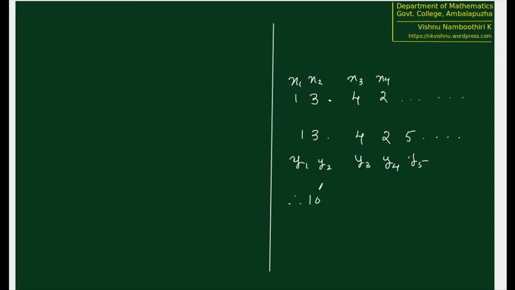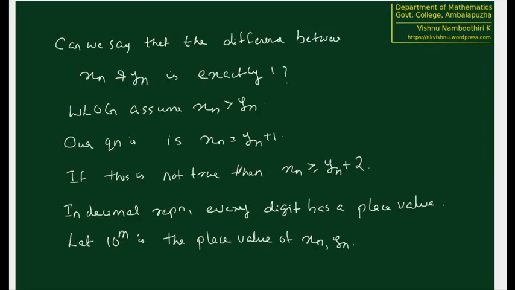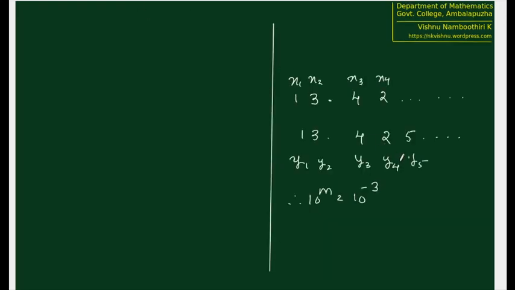Therefore our 10 raised to m is equal to 10 raised to, this is 10 raised to minus 1, 10 raised to minus 2, 10 raised to minus 3. Therefore 10 raised to m is 10 raised to minus 3. That is the place value of y5 and x5. So this is x5 and we don't know what exactly this is. Definitely, according to what we assumed here, xn is greater than or equal to yn plus 2, and yn is y5, which is equal to 5. Therefore x5 is going to be 7, 8 or 9.